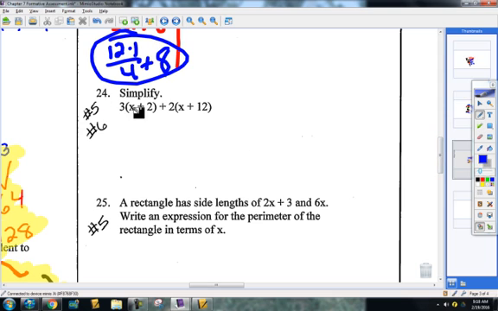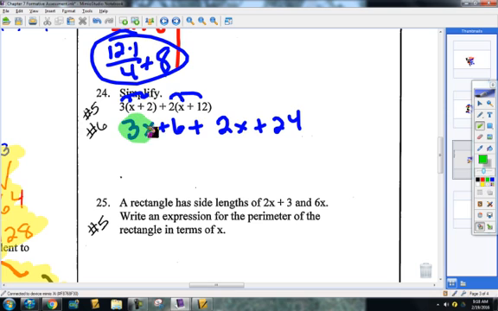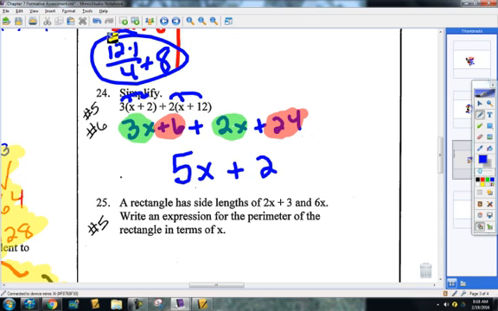Number 24, another simplifying. So we're going to first of all expand. That's going to be 3x plus 6 plus, expand here, it's going to be 2x plus 24. So I have 3x and 2x, those can be put together obviously. And then we have 6 and 24, those can be put together. So I have 5x plus 30. You have to wait to the end.